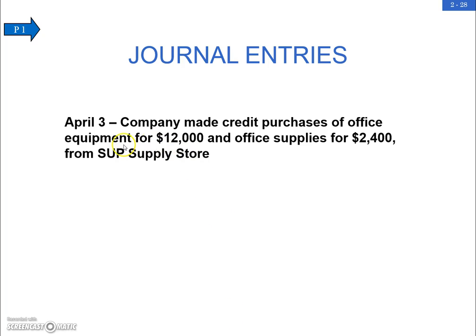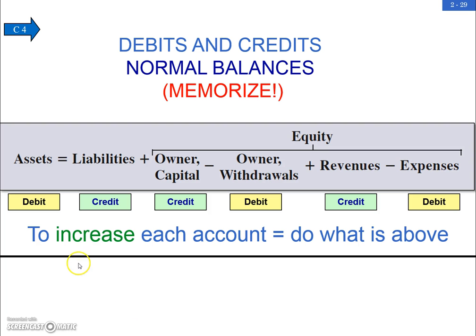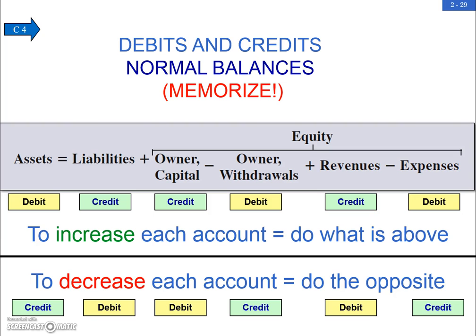So we need to show an increase in 2 asset accounts, and we need to show an increase, right, in 1 specific liability account. How do we do that? Let's once again refer to that magic slide, which is going to be the key to everything. To show increases in asset accounts, both the office equipment and the office supplies account, we will have to debit them. And to show an increase in the liability, right, the specific account payable to Sup Supply Store, we will have to credit it. And with those 2 things alone, they should equal out on the journal entry.